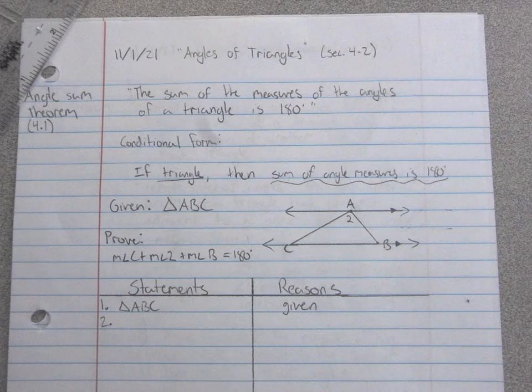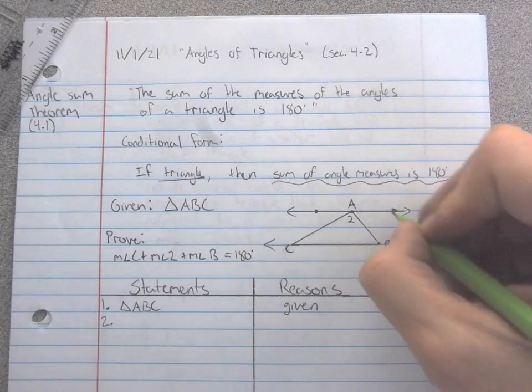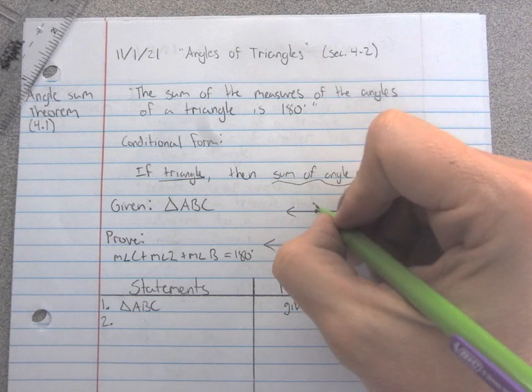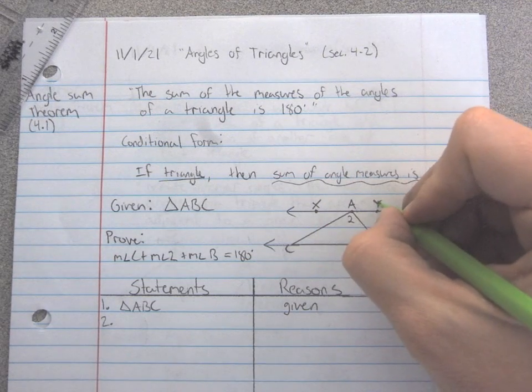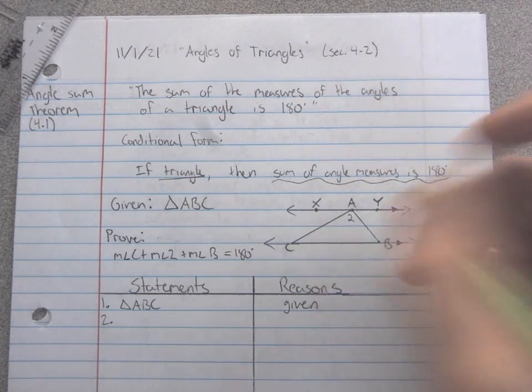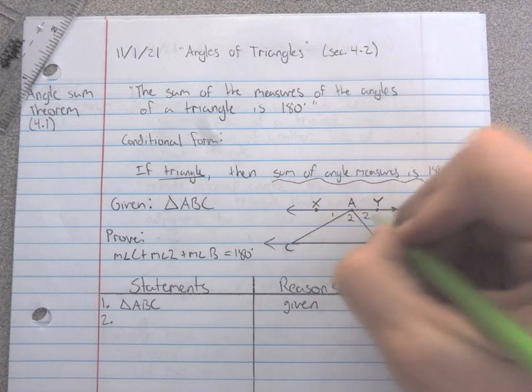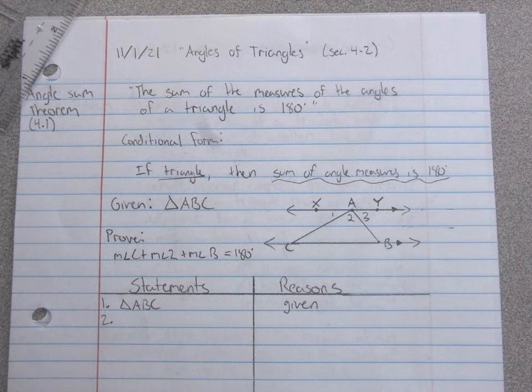Okay. And I'm going to start stating that in statement 2. So what I've done, oh, sorry, one more extra thing. I'm going to add some labels here. So we're going to call this line XY. We'll just give it a couple points. And we're going to label these angles that it created as well. So 1, 2, and 3.